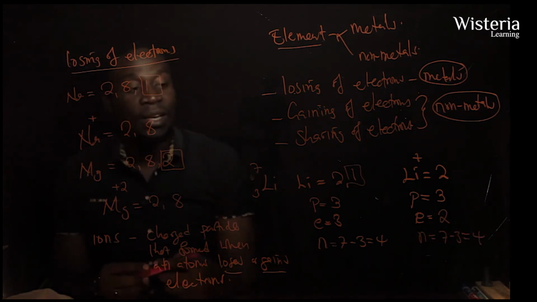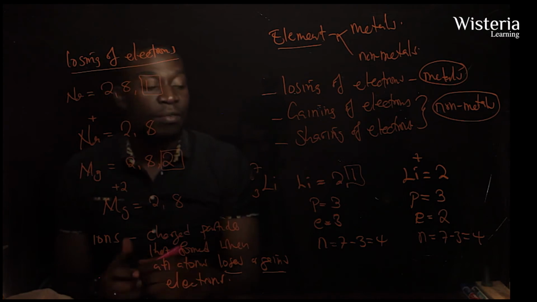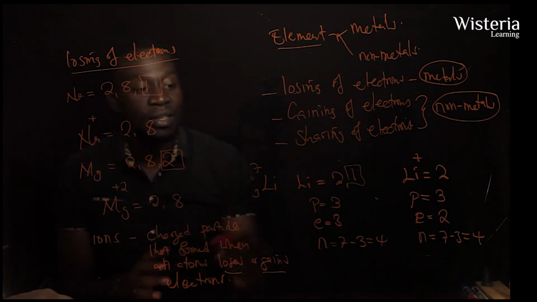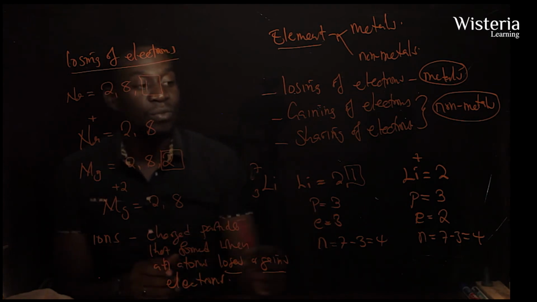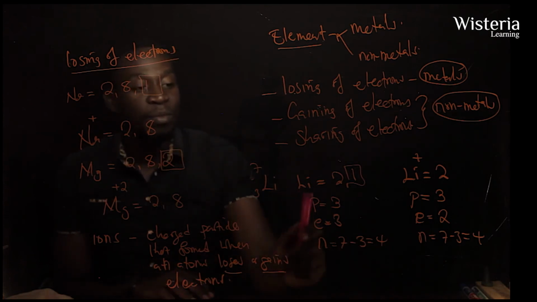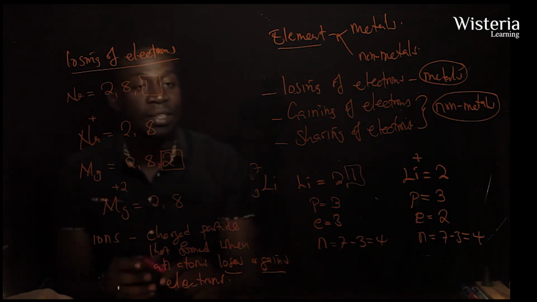So the difference between an atom and an ion of the same atom is that the number of electrons will be different, because the atom, in this case, has lost 1 electron to form the ion. But the number of protons and the number of neutrons will remain the same.